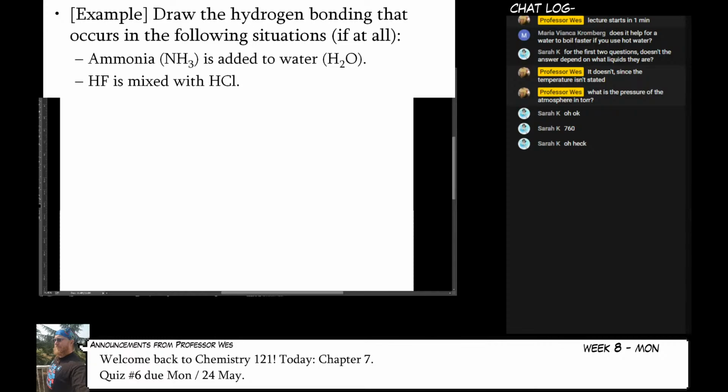All right, so let's draw ammonia. We'll draw the Lewis structure of ammonia. That's pretty straightforward. And then we'll draw the Lewis structure of water. All right. Can these two hydrogen bond?